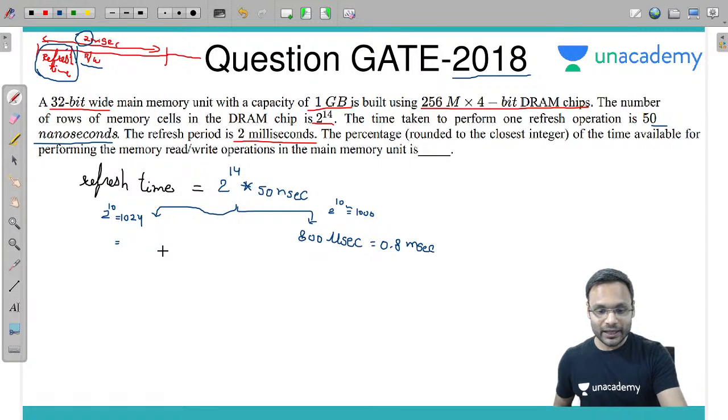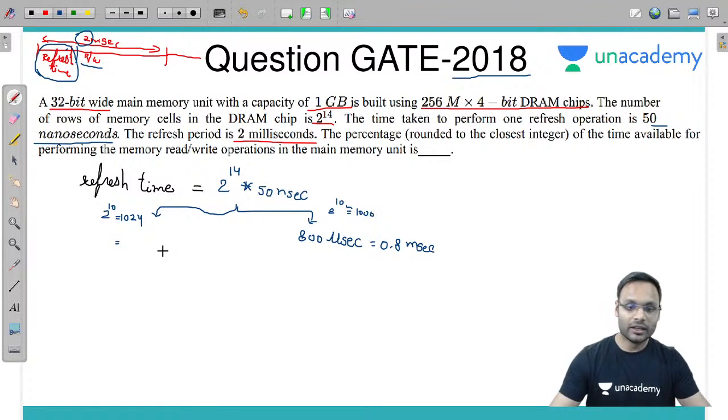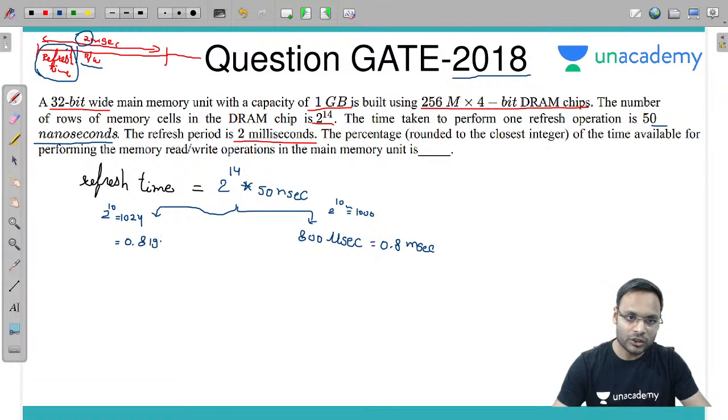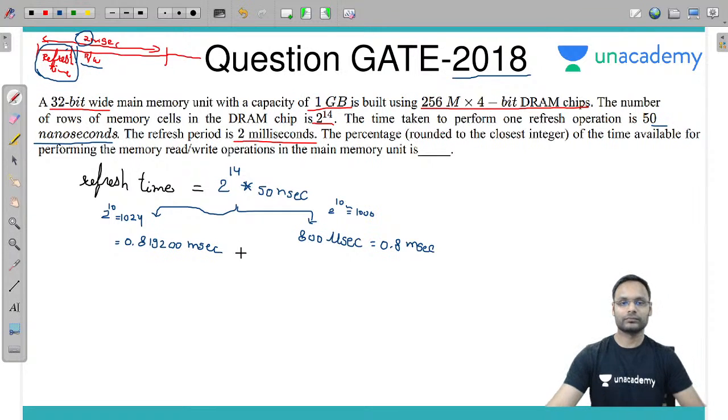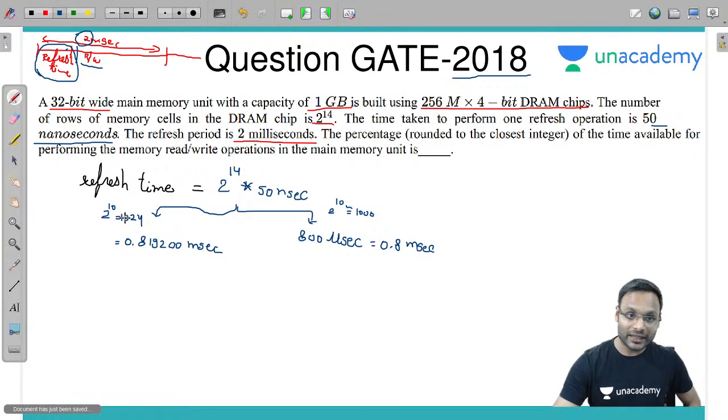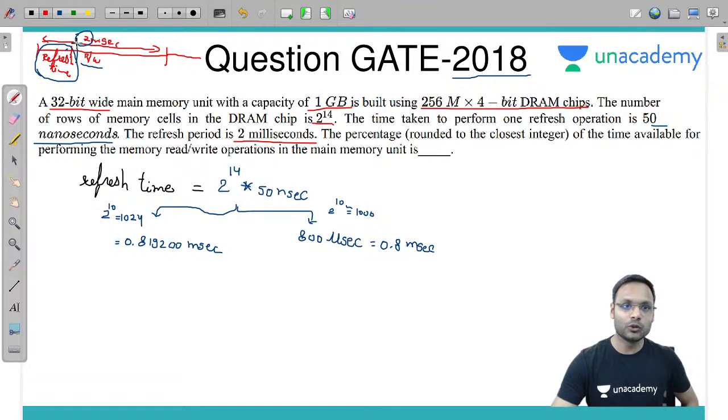So if you take 1024 into 50 into 16, the answer is 0.819200 millisecond. So either you take 2 power 10 as 1024 or as 1000, you will get either 0.8 millisecond directly or 0.8192 millisecond.